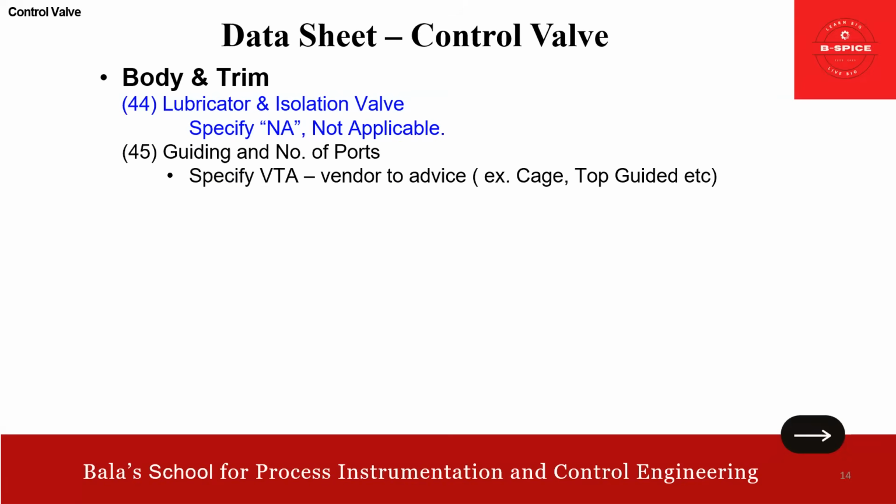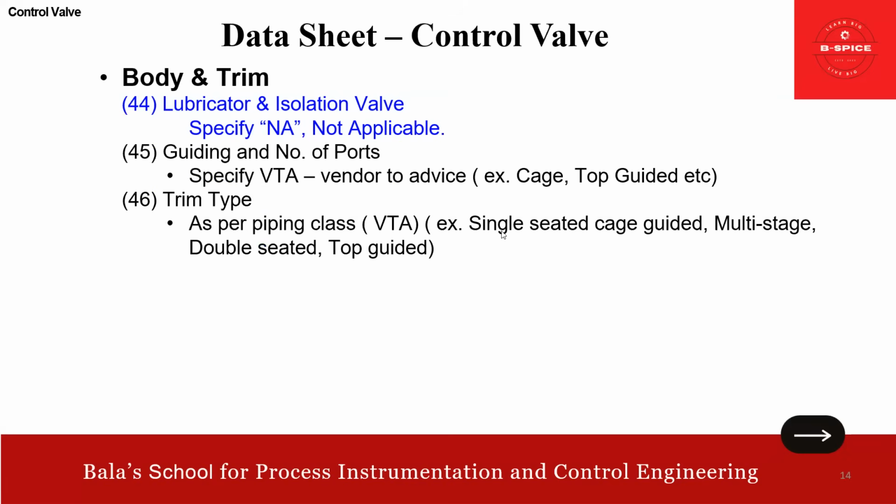Next is the trim type. Of course, this is also in line with the piping class, or we can use VTA. My suggestion is to go with the piping class. For example, single-seated, cage-guided, multi-stage, double-seated, top-guided, all these. So we need to work closely with the vendor in line with the piping class. This one we need to check with the vendor, so just put VTA: vendor to advise and reconfirm.